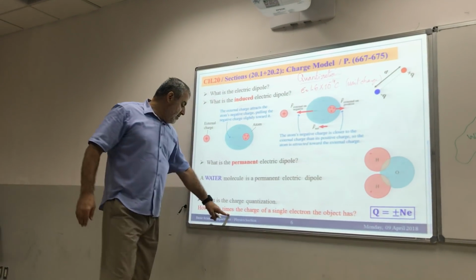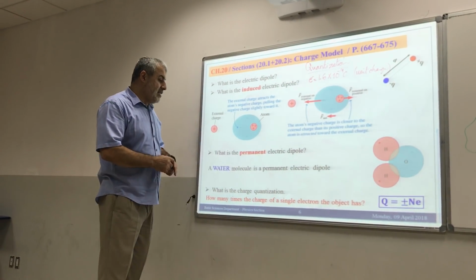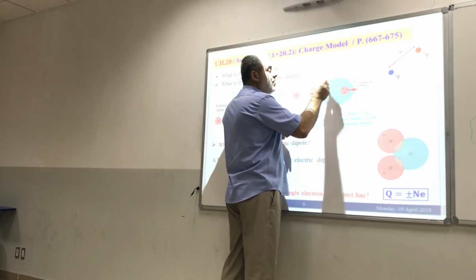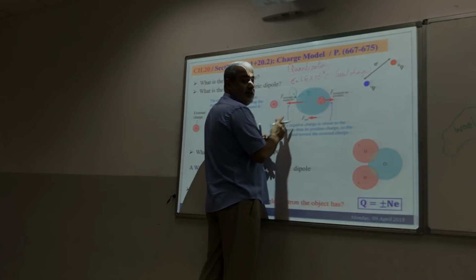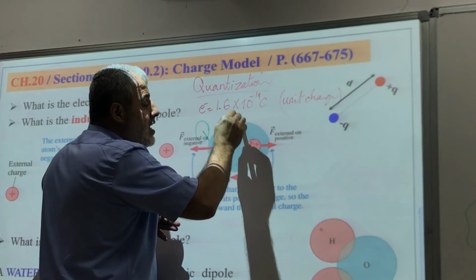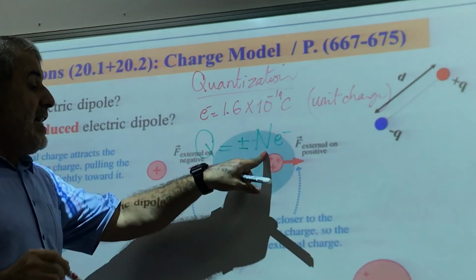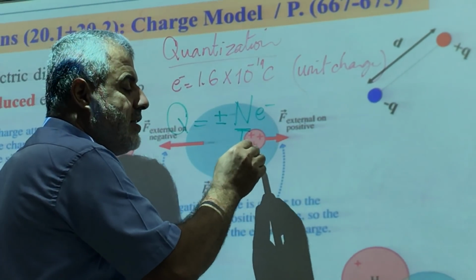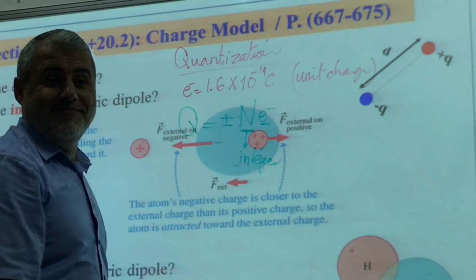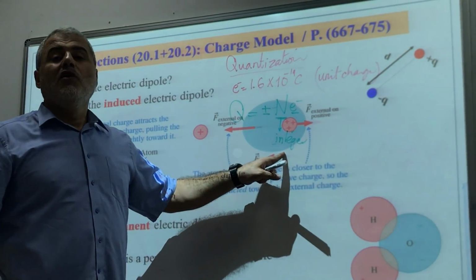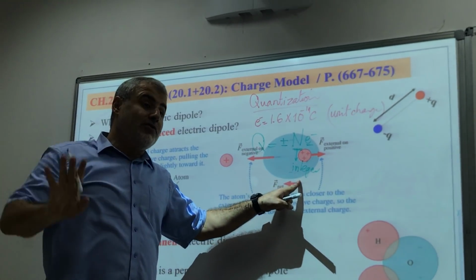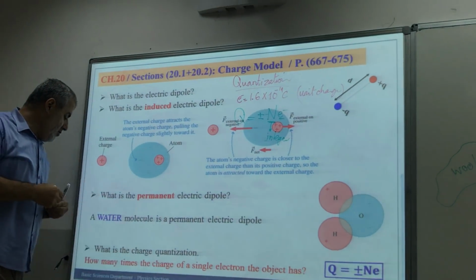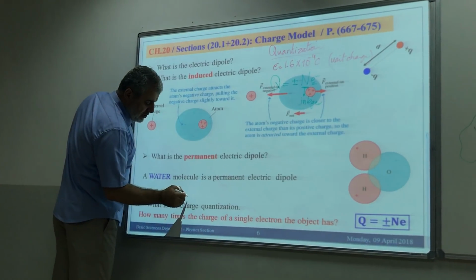So how many times the charge of the single electron does the object have? That's why I can write now, there is a formula. The charge of the object is equal to plus or minus, because this is here, n times the charge of the electron. N here is the integer. When I say integer, عدد صحيح, and e here, this one. So always we have 1, 2, 3 and so on electrons. We don't have 1.5 or 2.5 and so on.